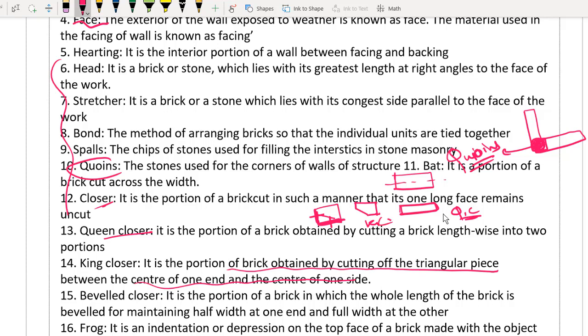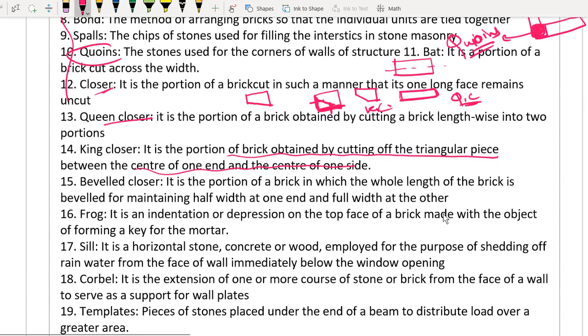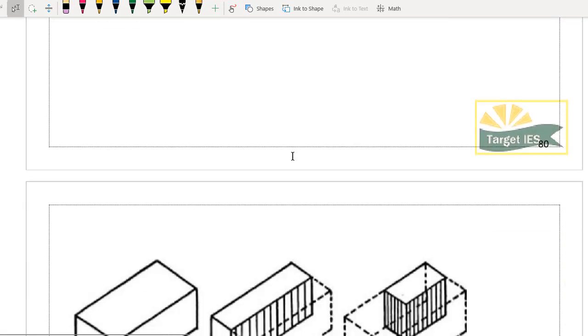See, if you are not joining to the middle but extending it to the other side, for example, instead of joining it like this to the middle, if you are extending to the side like this, then we will be calling it beveled closer. Okay, we will be calling it beveled closer. Similarly, I have some more things, have a look once, you will understand.